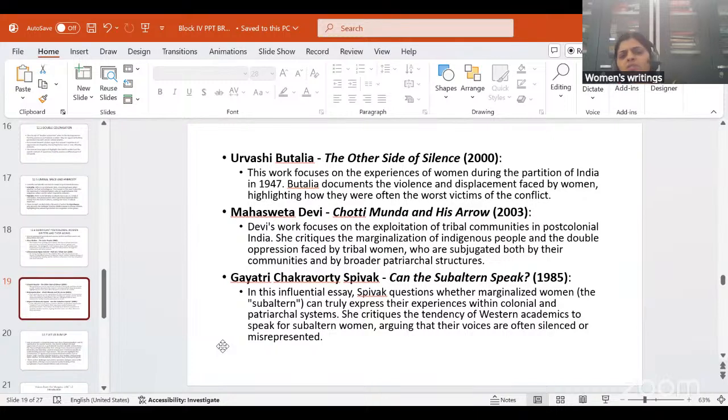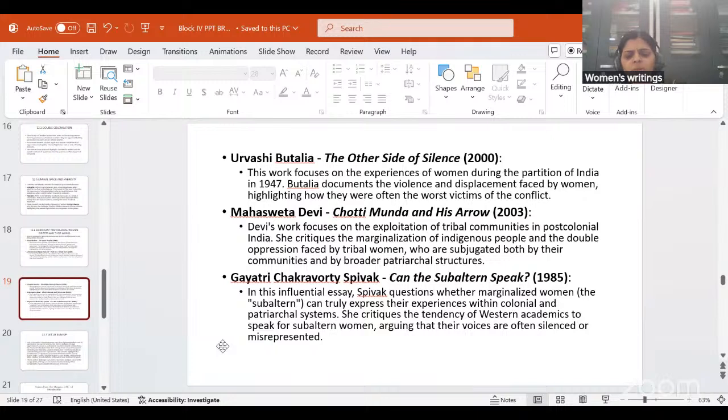Mahasweta Devi, where Chotti Munda and His Arrow, she writes this. Devi's work focuses on the exploration of tribal communities in post-colonial India. She critiques the marginalization of indigenous people by the dominant communities and by broader patriarchal structures.